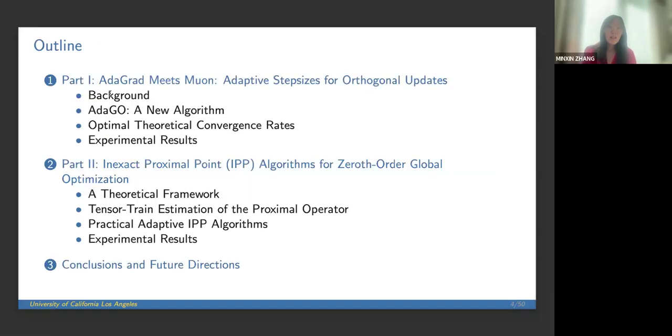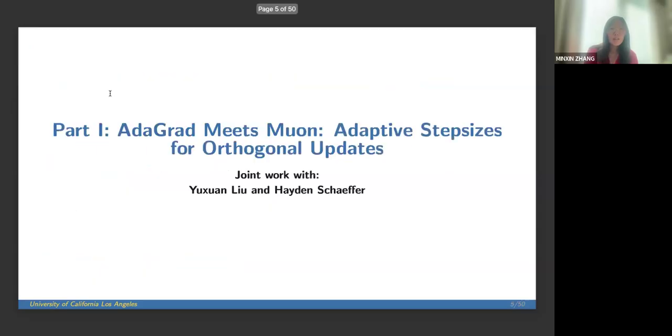So here's the outline of my talk. In the first part, I'll tell you about our new optimizer AdaGO for deep learning. In the second part, I'll tell you about our IPP algorithms for zeroth-order global optimization. And then I'll conclude and tell you some future directions. The first part's title is AdaGrad meets Muon, adaptive stepsizes for orthogonal updates. This is joint work with Yu Xuan, who is a PhD student at UCLA, and Professor Hayden Schaeffer, also at UCLA.